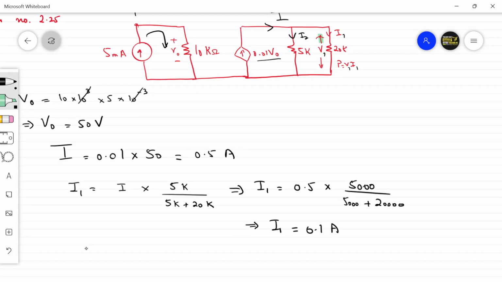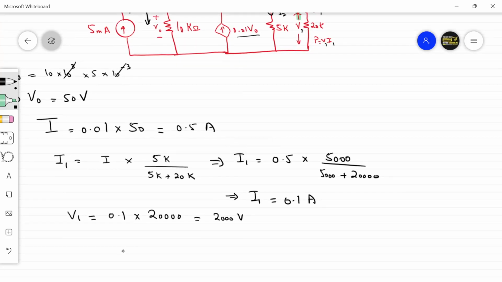So if I1 is equal to 0.1 amperes, V1, that is the voltage across this, will be equal to I1 into R. I1 is 0.1 into R is 20,000. So this is equal to 2000 volts. So power will therefore be equal to V into I, that is 2000 into 0.1, that is 200 watts. So this is question number 2.25.